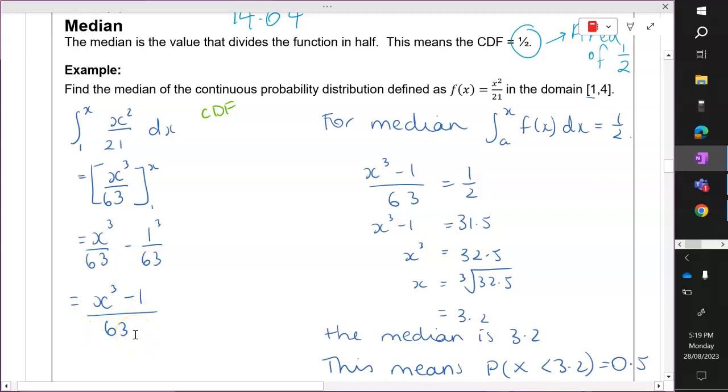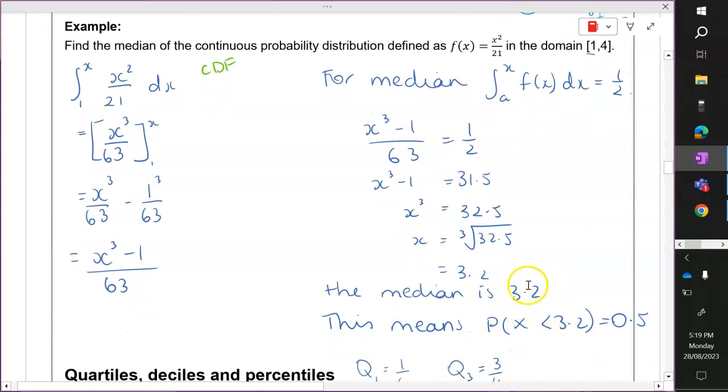So pause that if you need to go back and have a look at that. So to find the median, what we're saying is this value here is going to be equal to 1/2. Here we are up here. I've multiplied both sides by 63 and got x cubed minus 1 is 31.5. Added 1, so x cubed is 32.5, and then I've taken the cubed root, which is 3.2, rounded to 1 decimal place. So the median is 3.2.